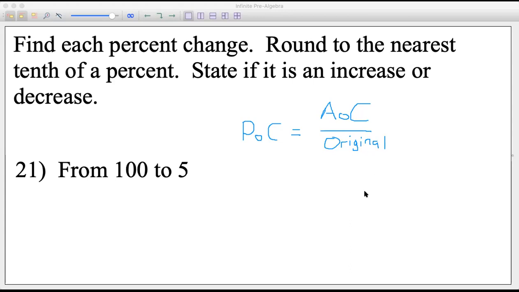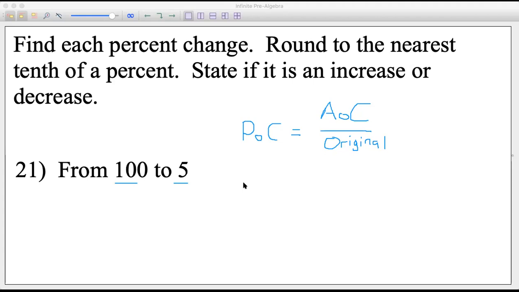Now, where do we get this stuff? Amount of change: you'll have a big number and a small number. I just underlined them. If it's a decrease, the first one's big, the second one's small. If it's an increase, the first one's small, the second one's big. Regardless, you subtract the two numbers, big minus small. 100 minus 5 is 95. That's your amount of change. Original number is whatever number is written here first.